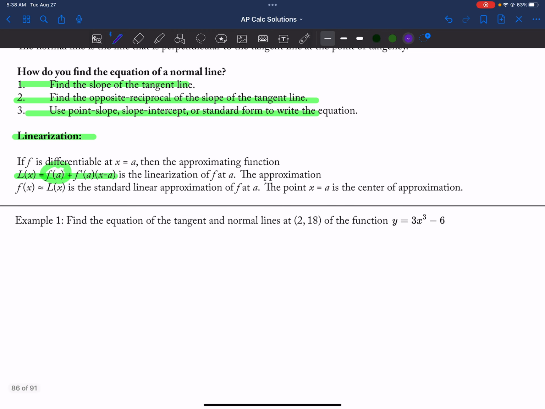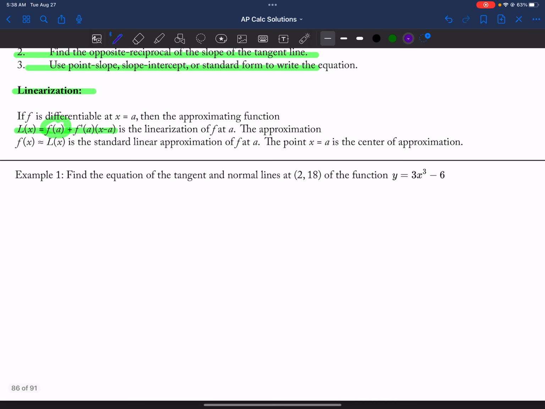Okay. So now let's look at the equation of the tangent and the normal line. I want first the derivative, so that is 9x squared. I want the derivative at 2. So 9 times 2 squared, which is 36. So that's the slope of the tangent line.